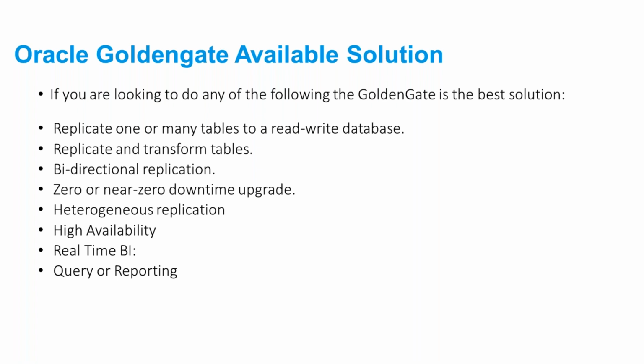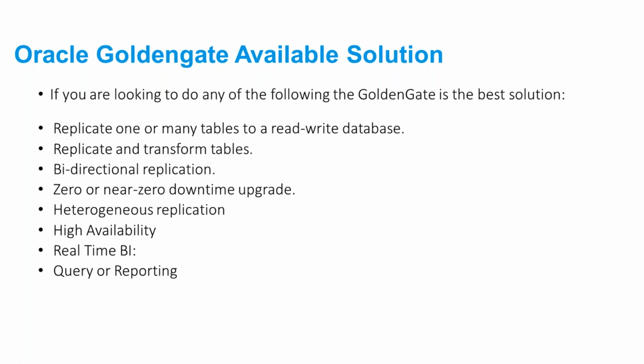Then Golden Gate is used for heterogeneous replication, high availability, real-time business intelligence. So Golden Gate can be used in conjunction with other products like ODI, Informatica. It is a widely used solution, Golden Gate along with ODI or Golden Gate along with Informatica. If you go out into the market right now, a lot of organizations are using Golden Gate along with ODI or with Informatica, and it is one of the best business intelligence combinations available in the market right now.